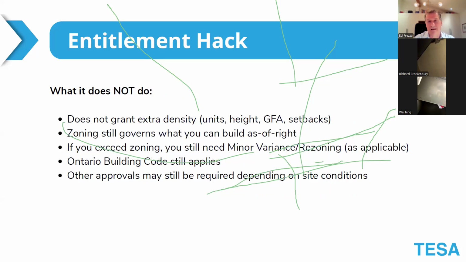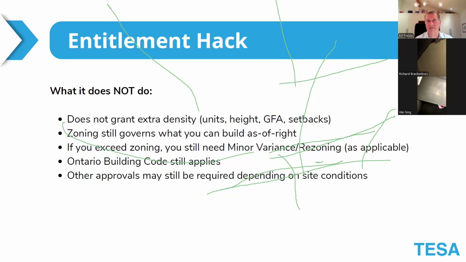So what this 415 does not do, it does not grant extra density or height or GFA or setbacks, right? It just allows you to circumvent a certain process. Zoning still governs what you can build as of right, so it doesn't give you anything different in that regard.